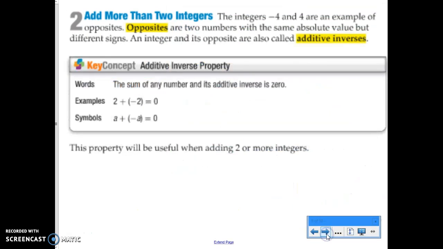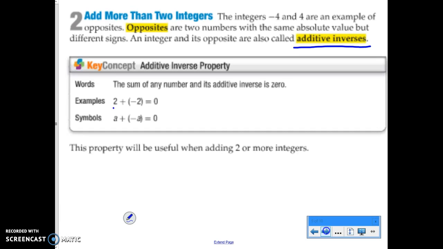Okay. All right, so the next thing we'll talk about is adding more than two integers. It says the integers negative 4 and 4 are an example of opposite integers. Opposites are two numbers with the same absolute value, so the same distance away from 0, but they have different signs. An integer and its opposite are also called additive inverses. So take a look here. It says the sum of any number and its additive inverse is 0.